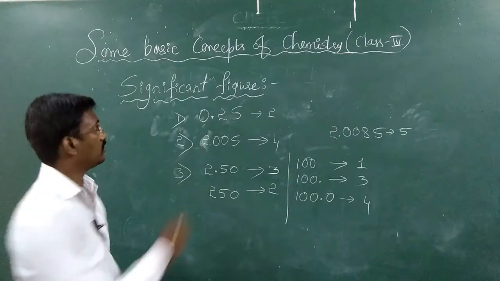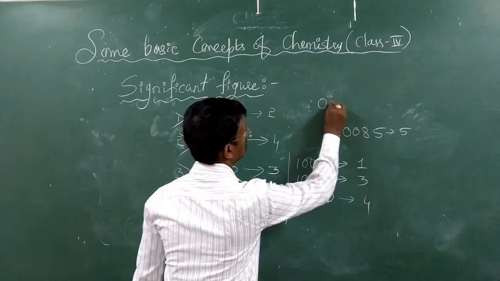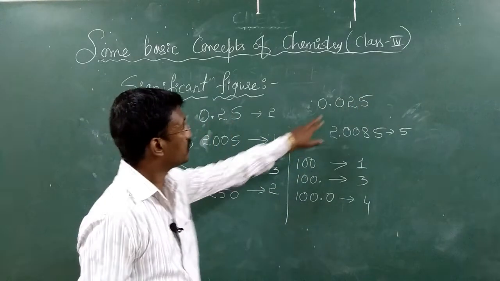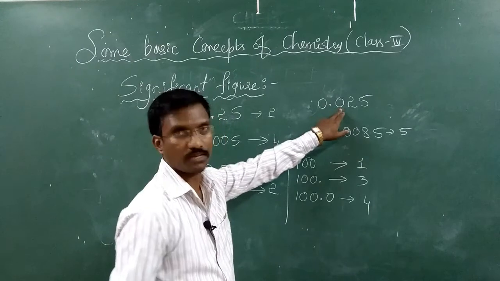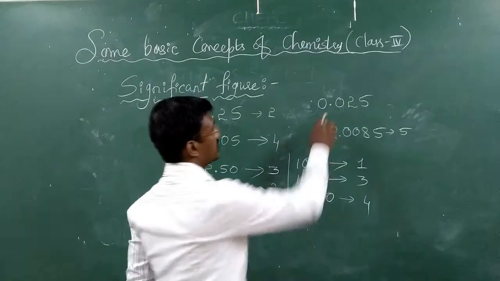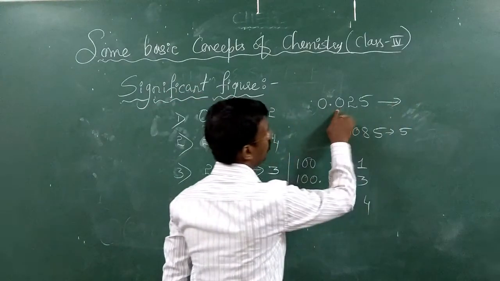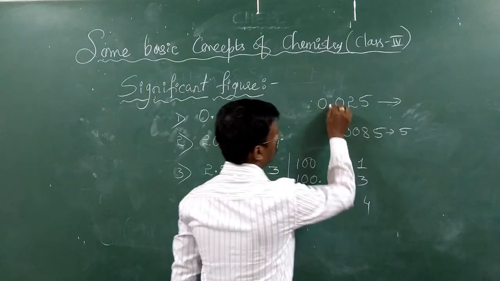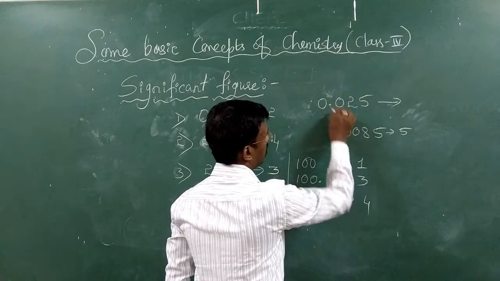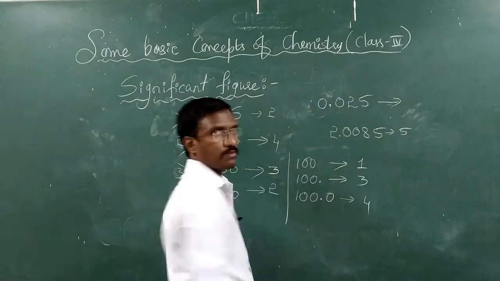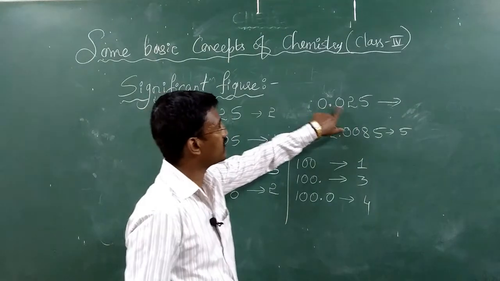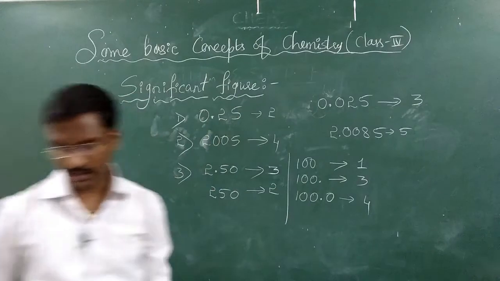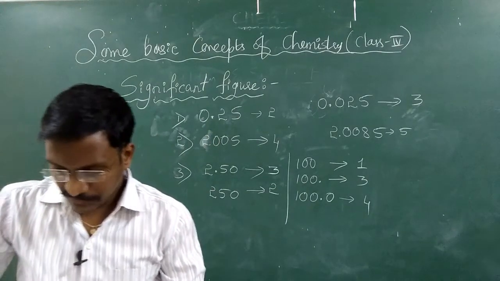Here I would like to give one more example. 0.025. After the decimal point, the 0 is there, so you have to consider this one. The digits are 0, 0, 2, 5. We are eliminating the leading zero and considering the 0 after the decimal point. After the decimal point, 1, 2, 3, three numbers are there. Therefore, significant figures are 3. Are you getting my points?